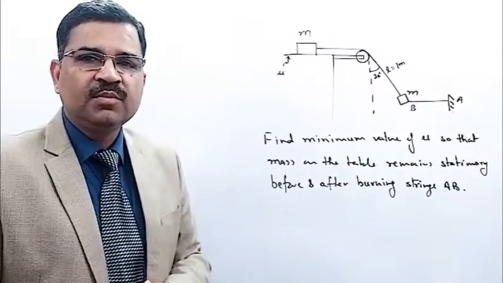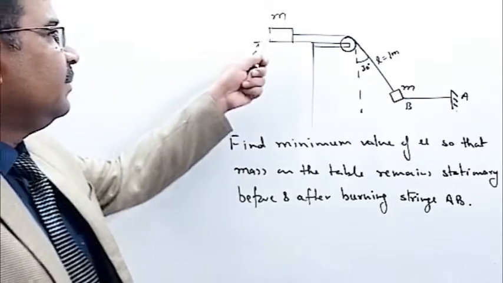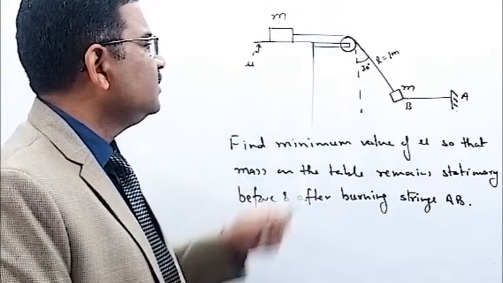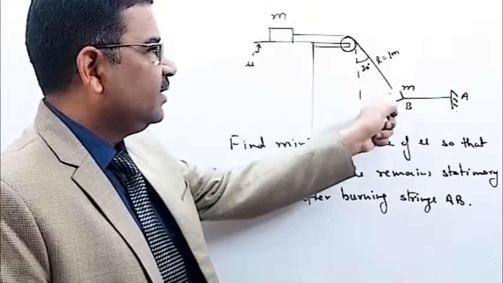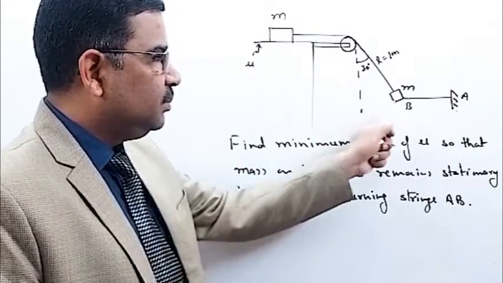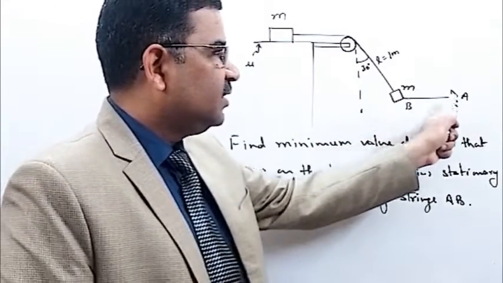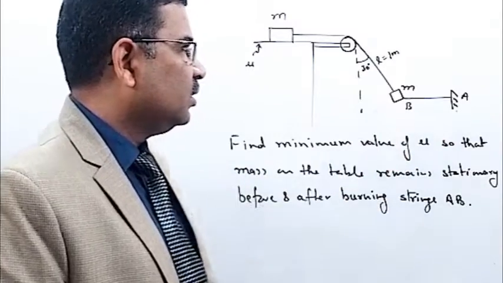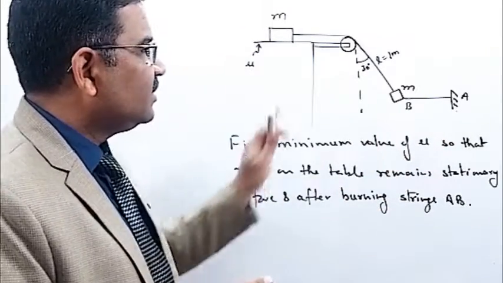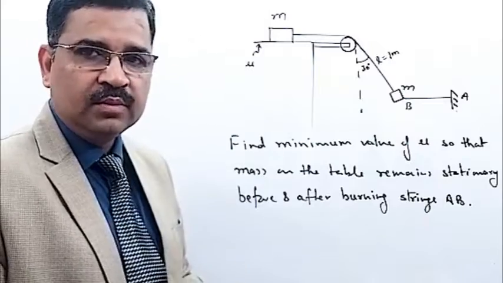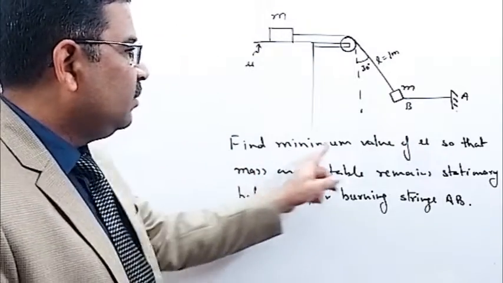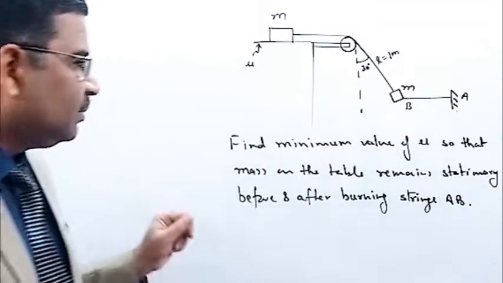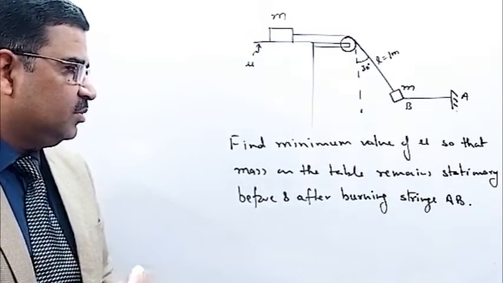Students, let us consider one more question. There is a mass m which is placed on a rough horizontal surface. It is connected to a string, and then there is another identical mass m which is also connected with the string AB, which is kept horizontal. Now the system is at rest in this particular position. The question is, find the minimum value of mu so that the mass on the table remains stationary before and after burning string AB.